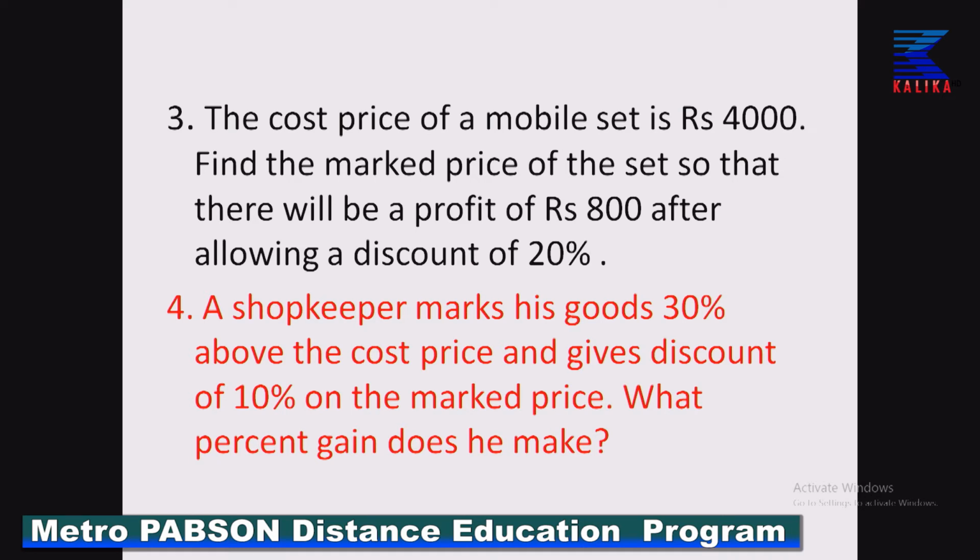A shopkeeper marks his goods 30% above the cost price and gives a discount of 10% on the mark price. What percent gain does he make? Once more please. A shopkeeper marks his goods 30% above the cost price and gives a discount of 10% on the mark price.